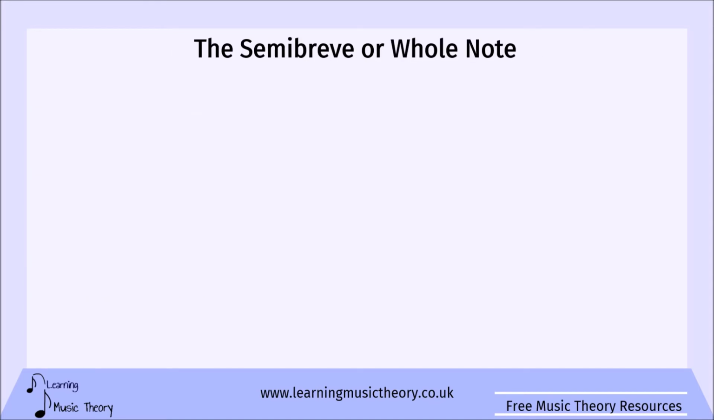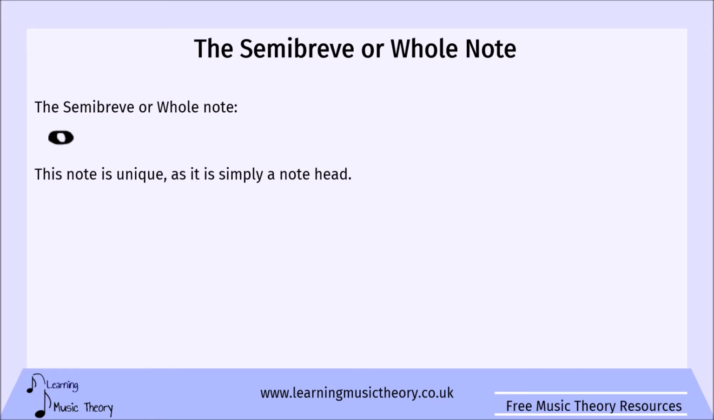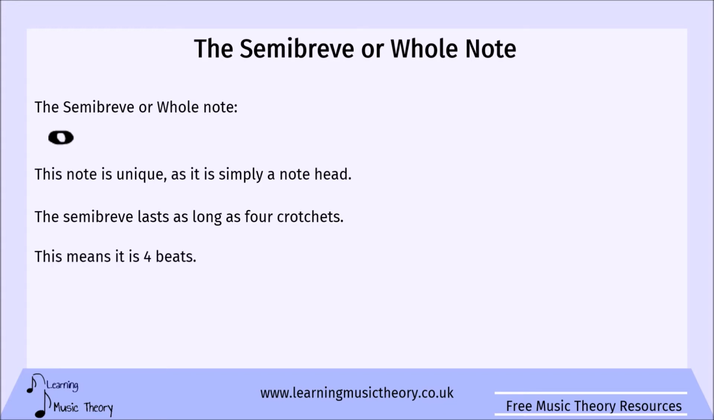The final note we're going to look at is the semibreve or whole note. The semibreve looks like this, and it is unique in that it is simply a note head. It has no stem or flag. It's also worth pointing out that, like the minim, the head is white. The semibreve lasts as long as 4 crotchets, and this means that for grade 1 music theory, it is 4 beats.